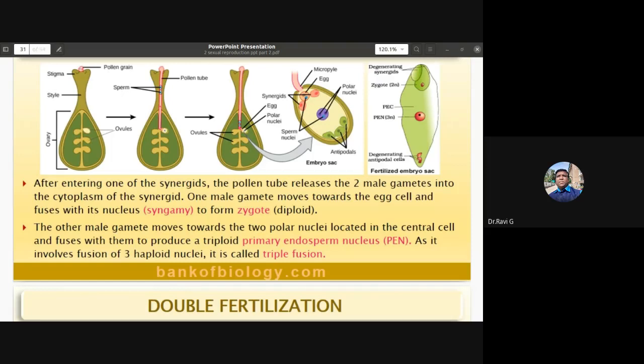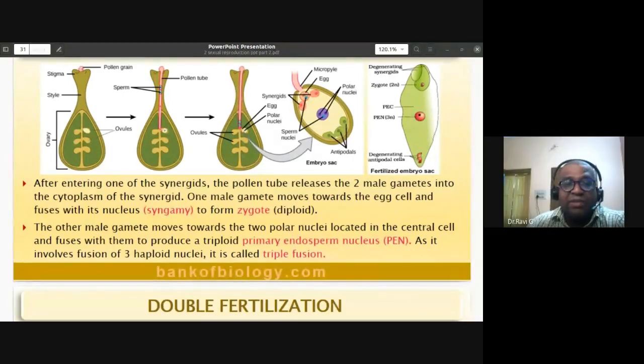The other male gamete moves towards the polar nuclei located in the central cell and fuses with them to form a triploid primary endosperm nucleus, as it involves the fusion of three haploid nuclei. So this process is also called triple fusion. So double fertilization equals syngamy plus triple fusion. That is what you have to remember.